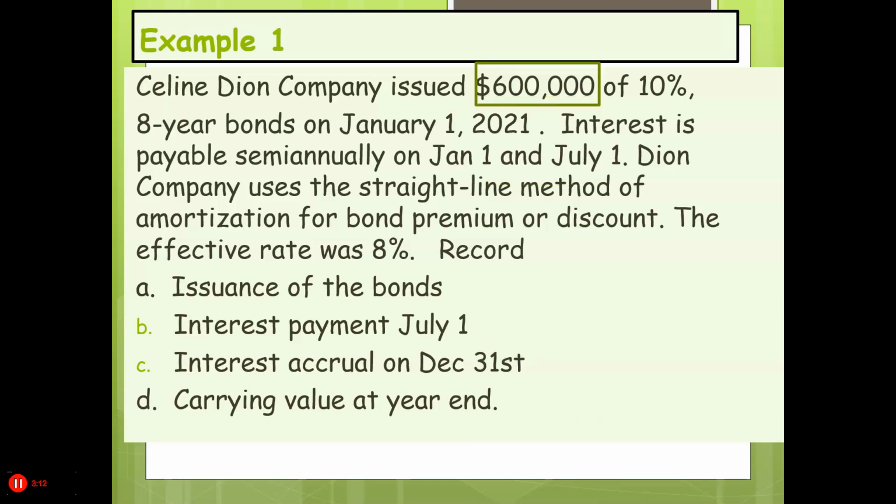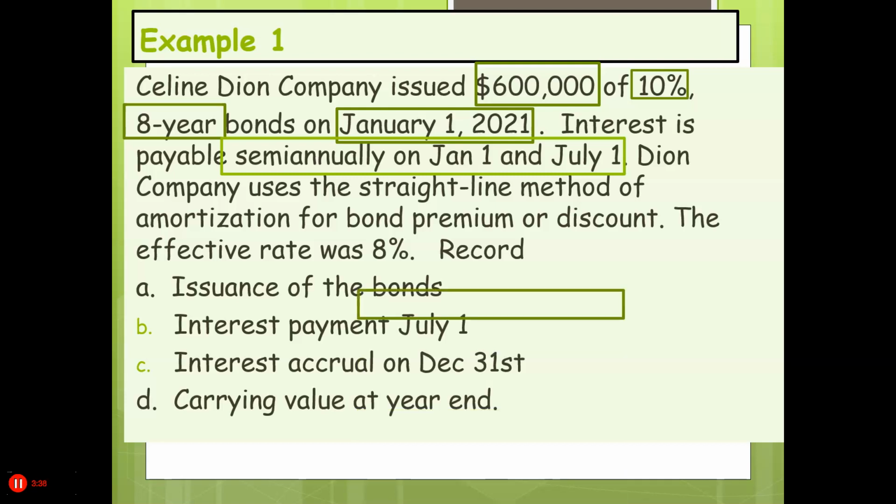So, what information do we need? We need the face of the bond and the interest, because this is going to determine the amount of interest that we're going to pay in cash. We need to know how many years, because that's going to tell us how long we're going to amortize the discount or premium. And we need to know when the interest is paid. In this case, it's semi-annually. We need to know what method they're using, and we also need to know what the effective rate is.